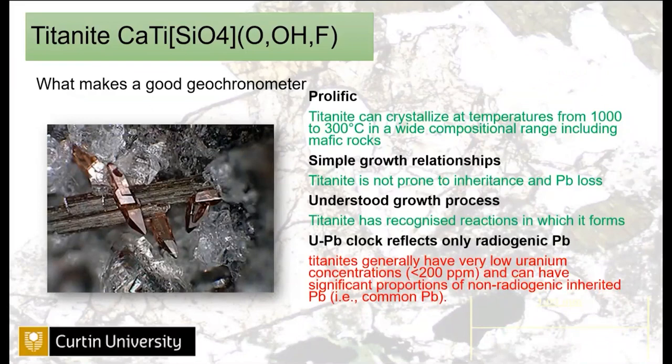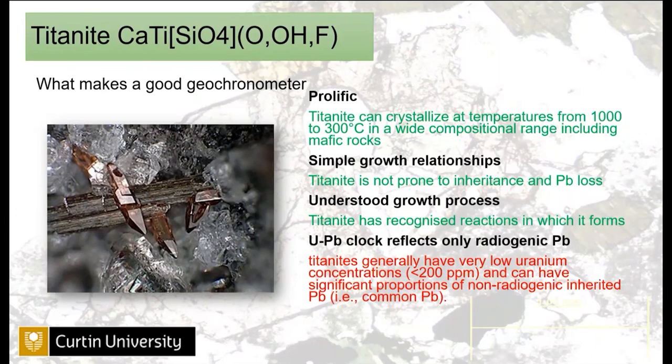Well, I like it because its crystallization temperature is quite broad, and it can tell us about a wide range of different processes. It also tends to form in a wider compositional range than probably zircon, so we can find it in some more mafic rocks that don't have zircon. So it becomes a useful tool because it opens up the compositional array of material that's suitable for geochronology. Titanite tends to have relatively simple growth relationships. Now you could argue that's a good thing, but you could also argue it's a bad thing.